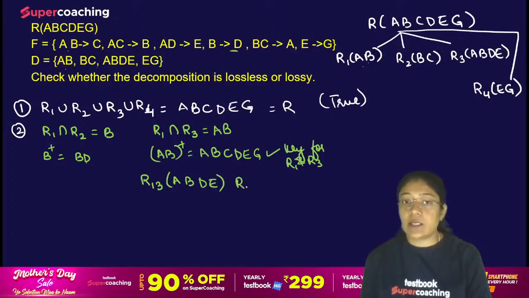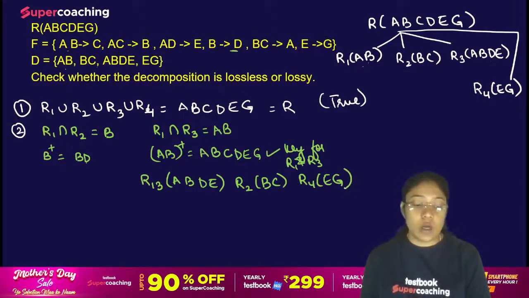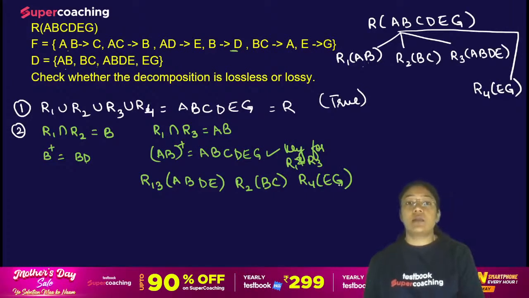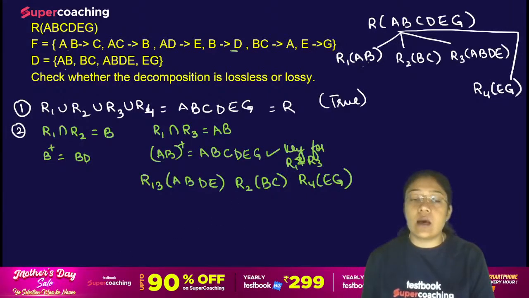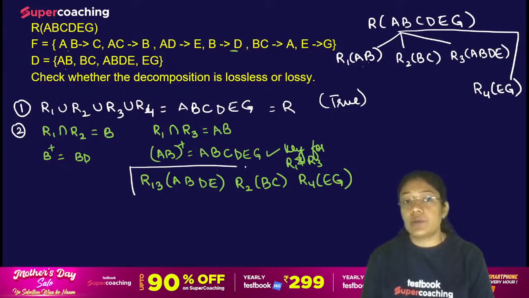R2 अभी तक किसी के साथ join नहीं हुआ है. B and C. R4 having the attributes E and G. ये clear हुआ? Join कब करेंगे? When there is a key attribute. So from four subrelations, now we have three subrelations.